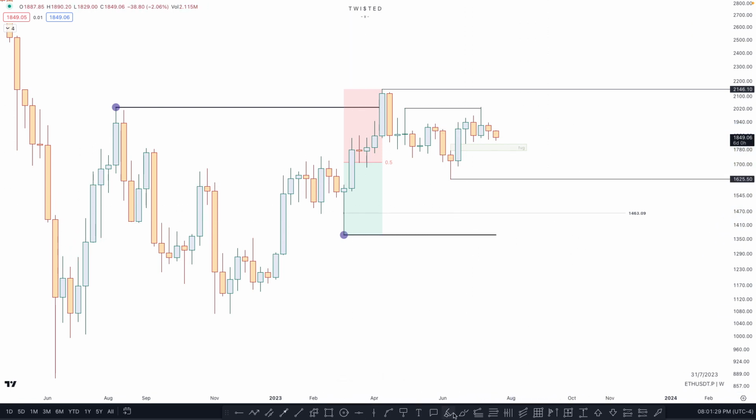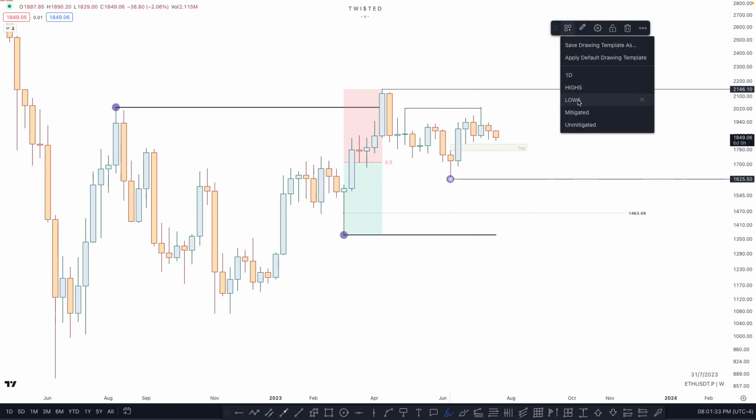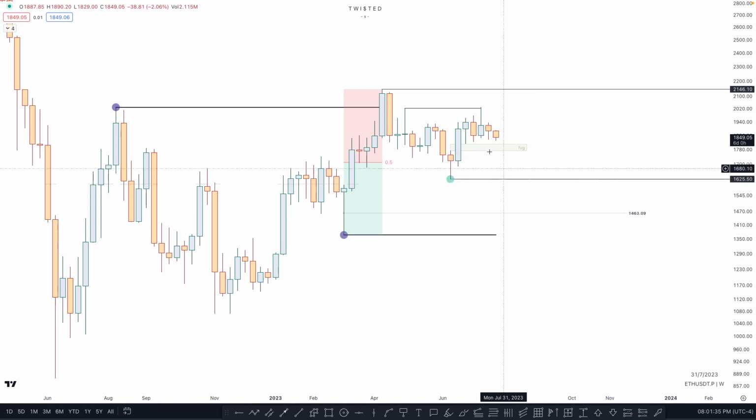But initially, this low will become our first round of liquidity, and this will be the low that we want price to run. This is the high that was just left. We're pushing back down. We may see a decent reaction from here, but this is on the weekly time frame. So this is for people who are swing trading.